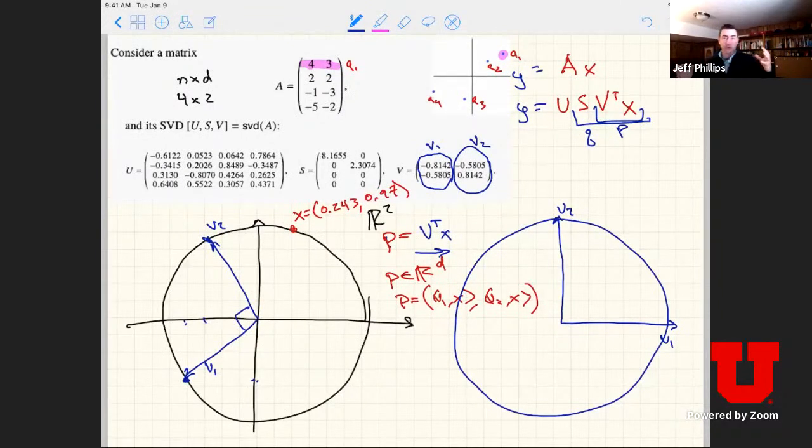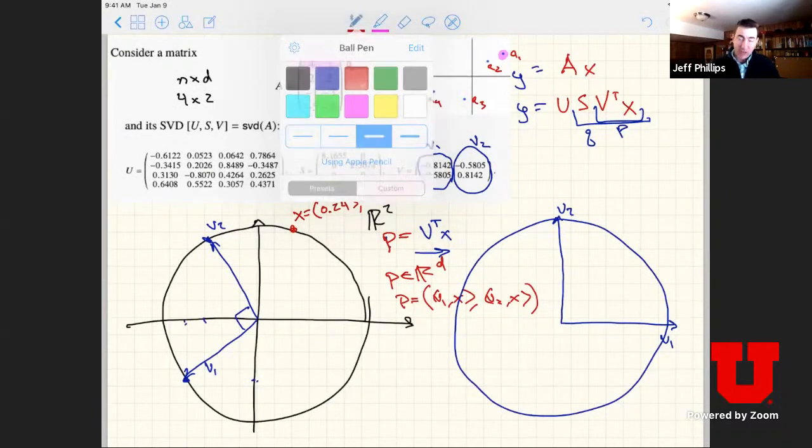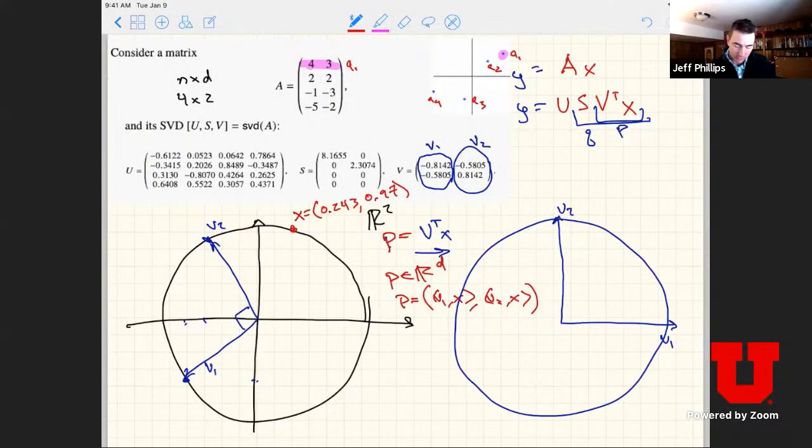V1 and V2 are both these unit vectors, but now they're representing my coordinate axes, and I need to write this point X in the coordinate axes, right? So along V1, I'm going to get a value about here. So the V1 coordinate is about negative 0.8, and the V2 coordinate is going to be about 0.6, right? So it's still going to be a point here. This is the point P here, right?